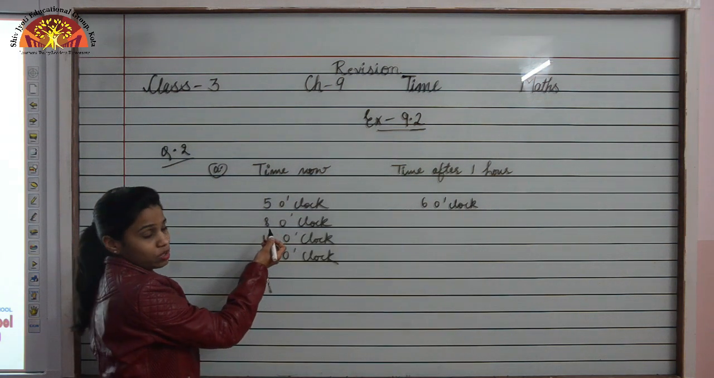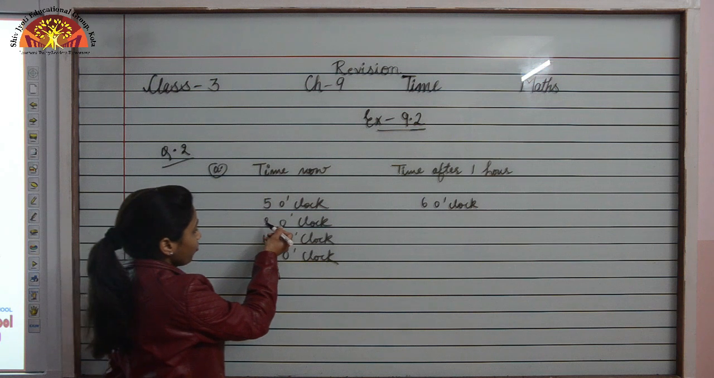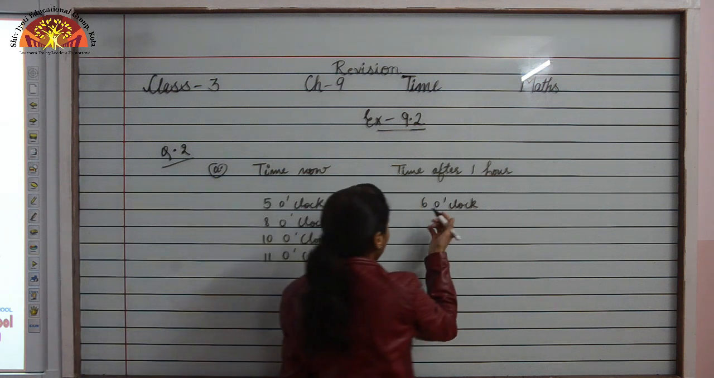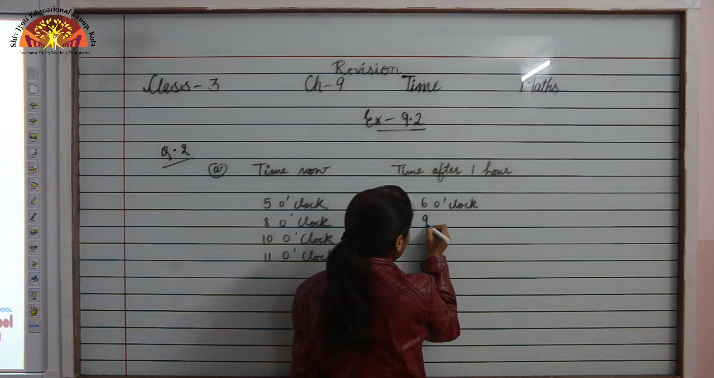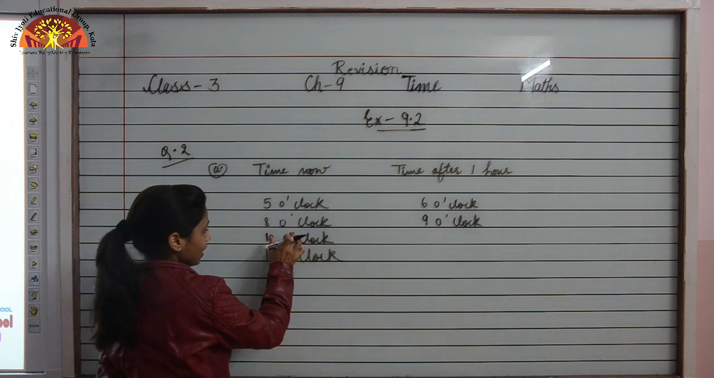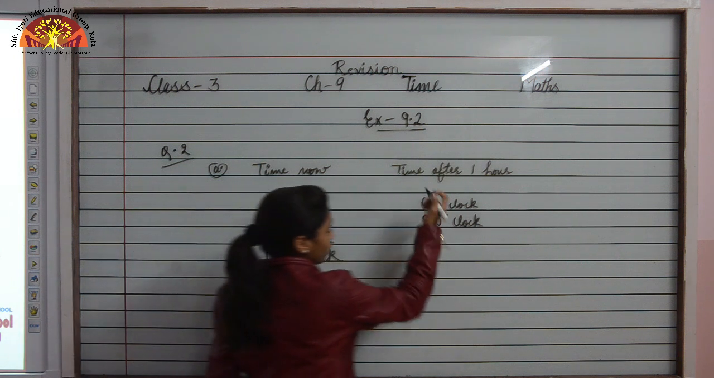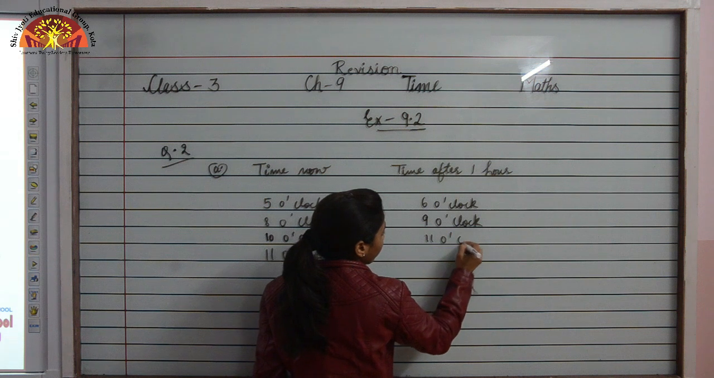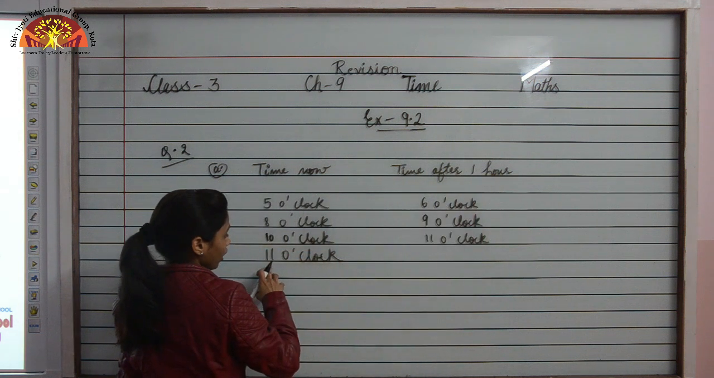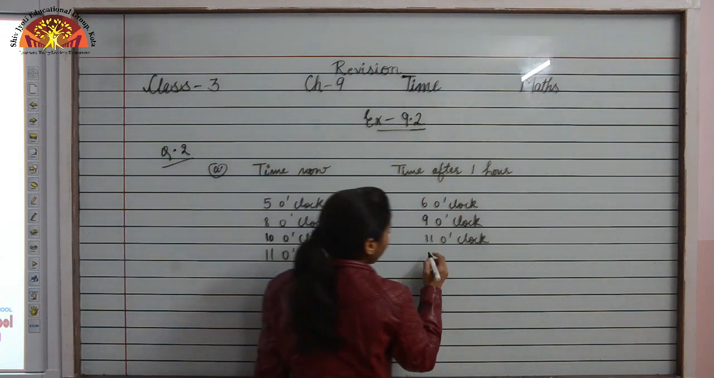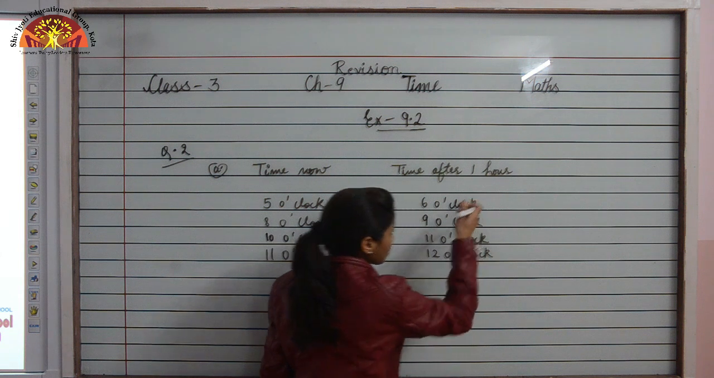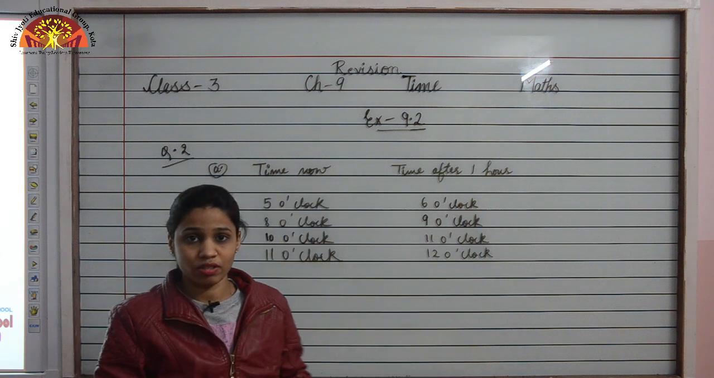Now let us do the next part, 8 o'clock. Now the time now is 8 o'clock. If I have to add 1 to it, so 8 plus 1 will be 9 o'clock. Means I have to add 1 hour. In the next part we are having 10 o'clock, so time after 1 hour will be 11 o'clock. You have to add only 1 to this number. Now if time now is 11 o'clock, time after 1 hour will be 12 o'clock. So this is how you have to do the next questions also.